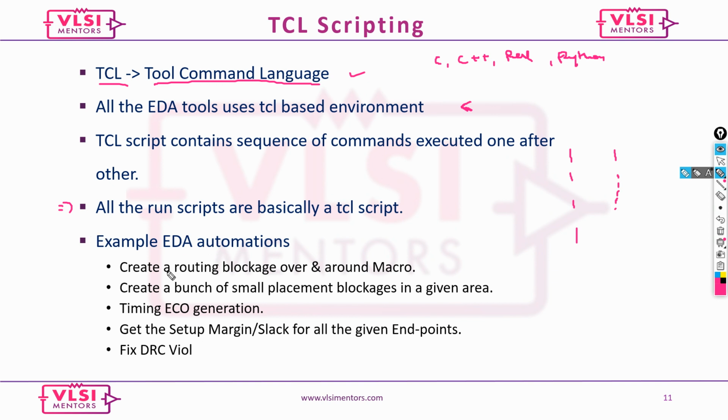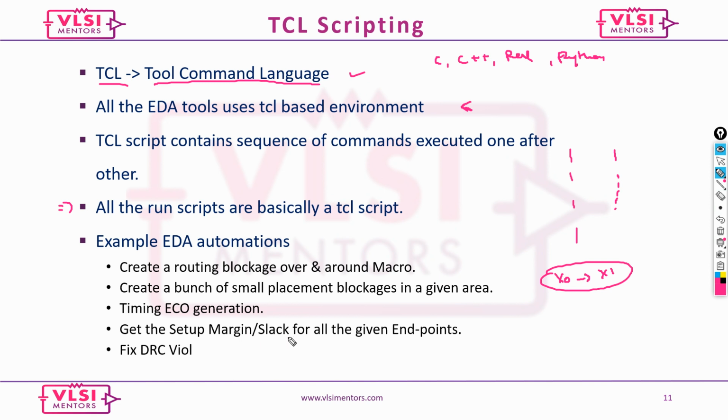Say for example, you might want to create a routing blockage over and around the macros, and then create a bunch of placement blockages in a given area to take care of your congestion. And then if you have a timing violation, you might want to generate the ECO automatically, say an HVT to LVT swap, or X0 to X1 upsizing.